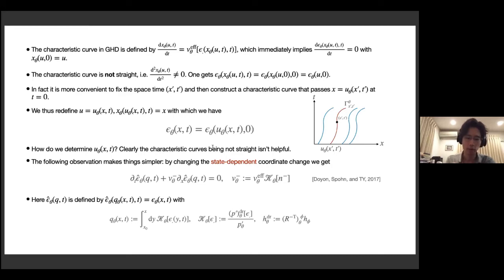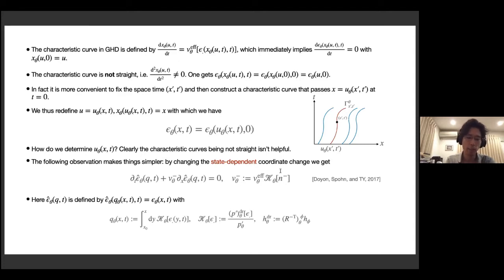And clearly, these characteristic curves being non-straight isn't helping the situation. It turns out that you can get around it in a simple way, well, maybe not as simple, but there's a way, which is to change the coordinate. So now, of course, this coordinate system is x and t, but now you can map this x coordinate to q, the new coordinate, with a state-dependent coordinate change.